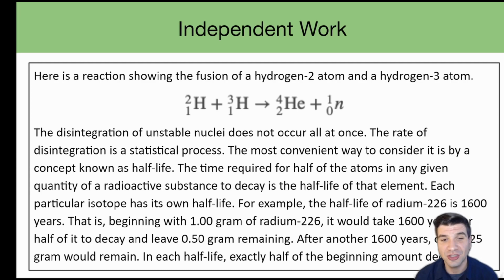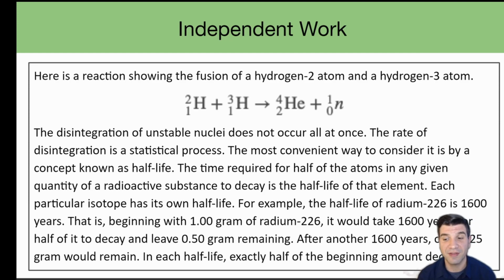Here is a reaction showing the fusion of a hydrogen-2 atom and a hydrogen-3 atom. The disintegration of unstable nuclei does not occur all at once. The rate of disintegration is a statistical process. The most convenient way to consider it is by a concept known as half-life. The time required for half of the atoms of any given quantity of a radioactive substance to decay is the half-life of that element. Each particular isotope has its own half-life.